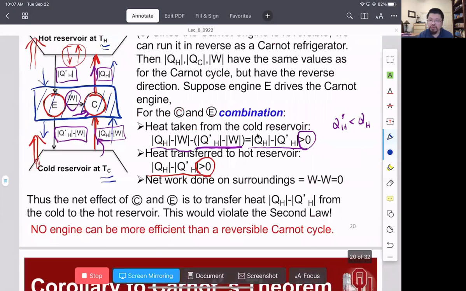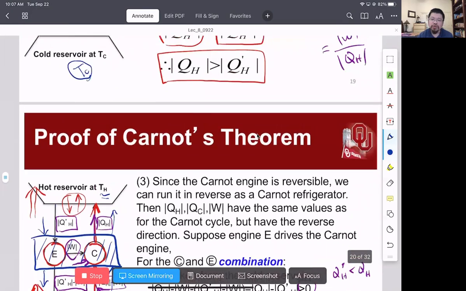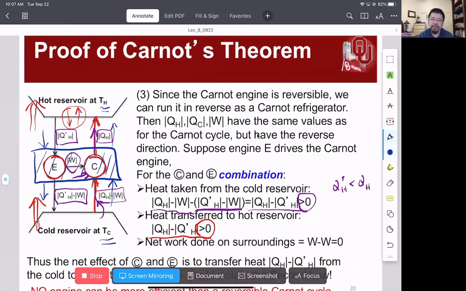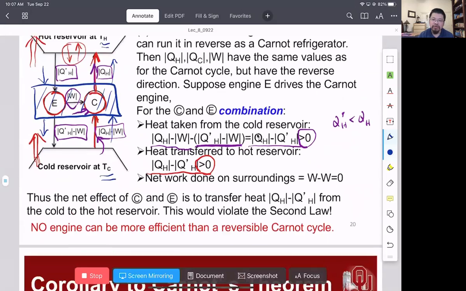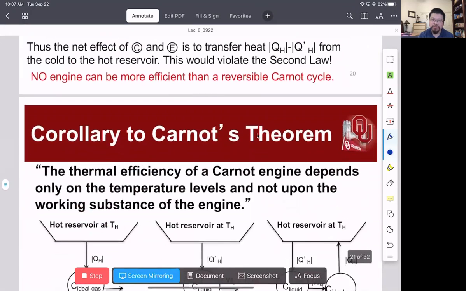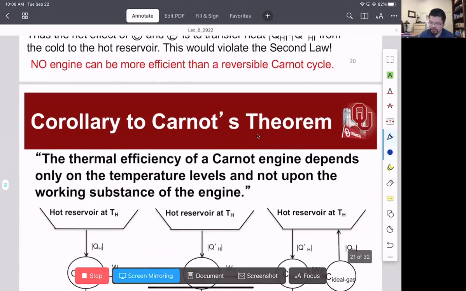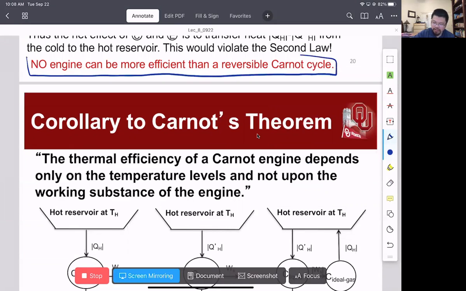I hope you are going to do some reading and try to understand the way he proved the theory. I think this is really nice, and it involves the second law of thermal. It involves a new design of the system, all right? And of course, it involves some numerical calculation over there. So that is the answer: no engine can be more efficient than the reversible Carnot cycle.